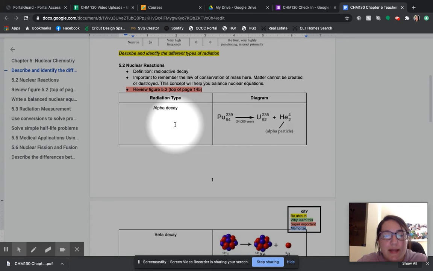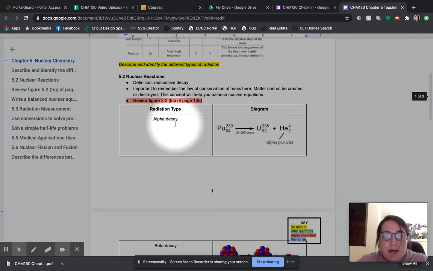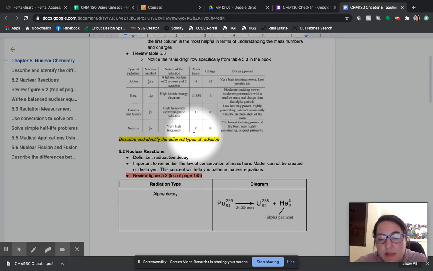So again, here's a table. You have the four types, and I'm going to talk about each one now. So we're going to start with alpha, and we know from earlier an alpha particle is just a helium nucleus. It has 2 protons and 2 neutrons.